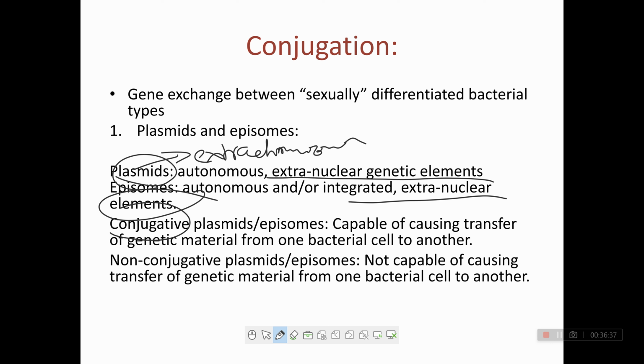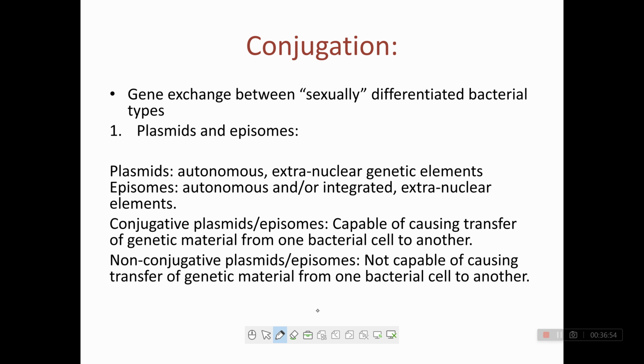From conjugative, it is clear that conjugation will take place, and if conjugation takes place, it means there is a transfer of the genetic material. Non-conjugative means there is no transfer and the conjugation process will not take place. So that is non-conjugative, right?